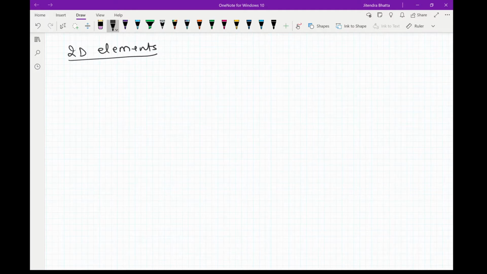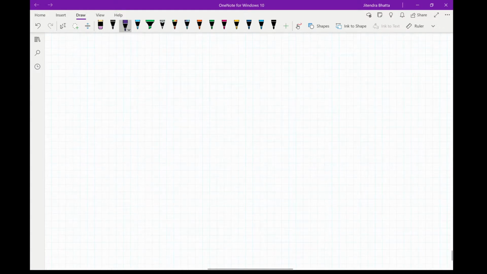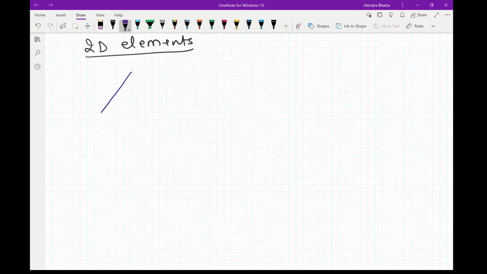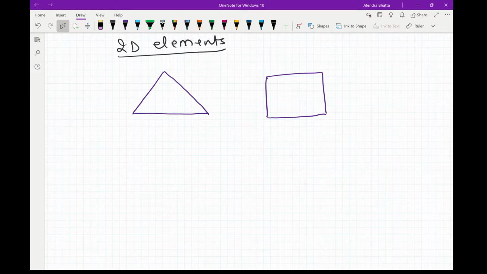So now let us try to solve for the shape functions for 2D elements. The 2D elements can be triangles or rectangles or maybe any other shapes, but these are generally common shapes because they allow faster processing in the finite element analysis programs.